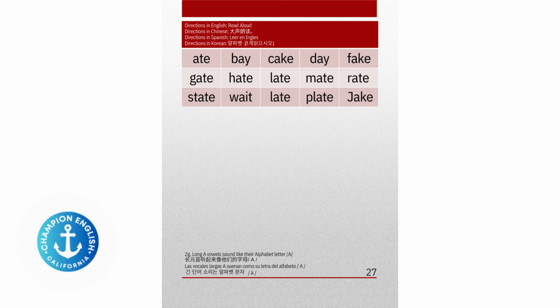L and eight, late. M and eight, mate. R and eight, rate. St and eight, state. W and eight, wait. L and eight, late. Pl and eight, plate. J and egg, Jake. Now students, practice three times by yourself or with a partner. Here we go.